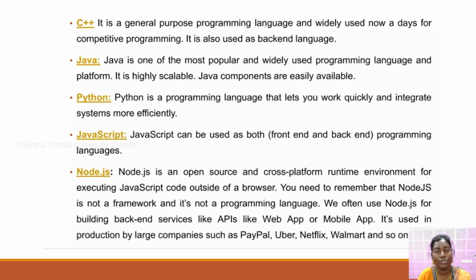Node.js is an open source and cross platform runtime environment which is used for executing JavaScript code outside the browser. So remember Node.js is not a framework, and it is not a programming language. You can often use Node.js for building backend services like API, web app, mobile app, and it is also used in production by large companies such as PayPal, Uber, Netflix, Walmart, and so on.